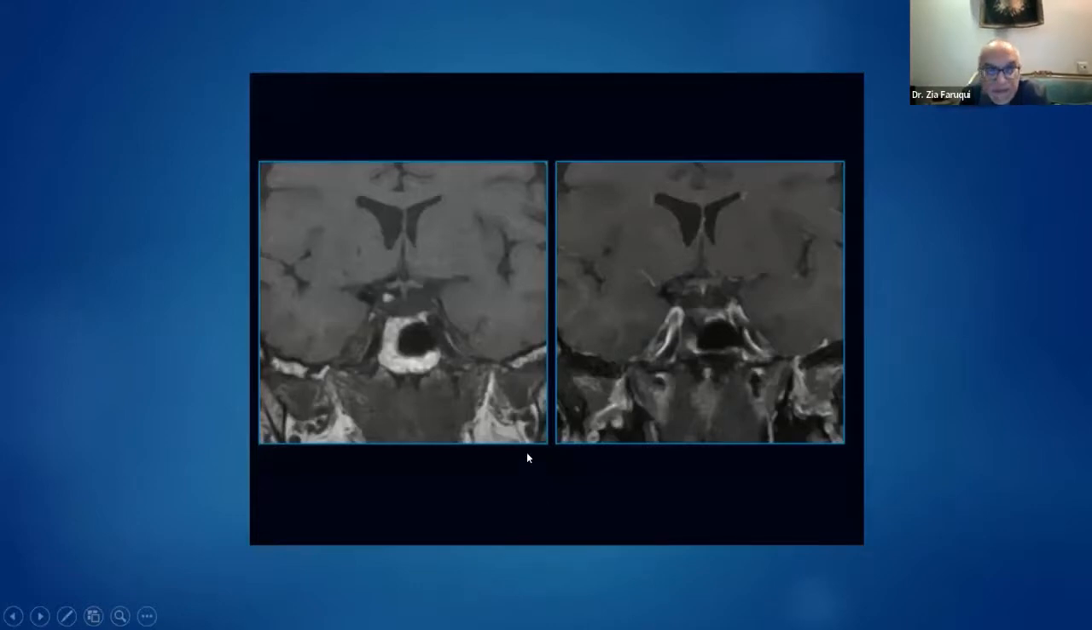Sinus wall. This is just partial volume. You're cutting through a bit of the clivus visually.